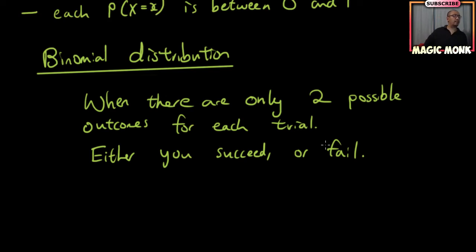Now that sounds mean, doesn't it? Success or failure. Who wants to fail? But that's just the words that we use. Okay, either true or false, success or failure. Yeah, don't read too much into it. It's just option A or B. The two possible options, true or false.